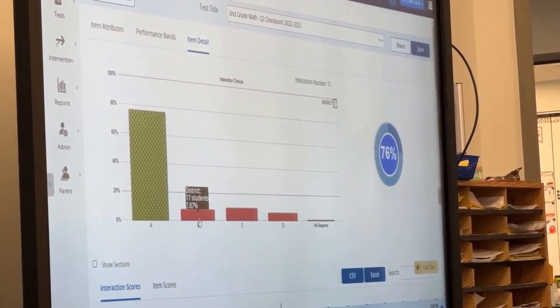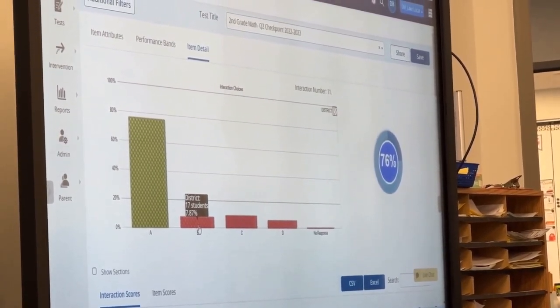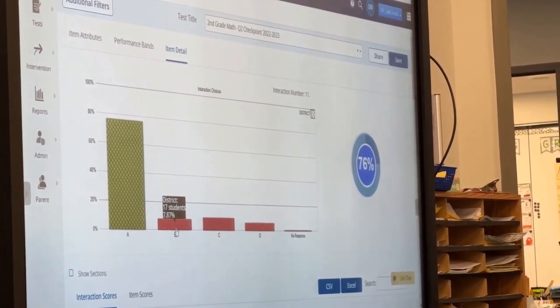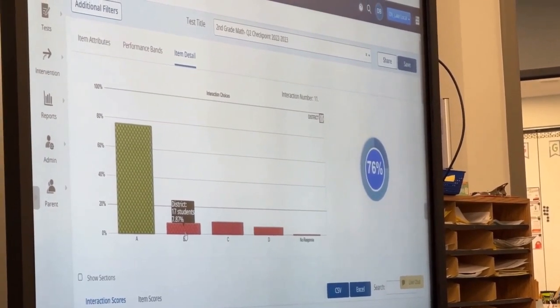And again, the breakdown by each of your students, your results by your class, will be different. This would be all students put together, what I'm sharing.